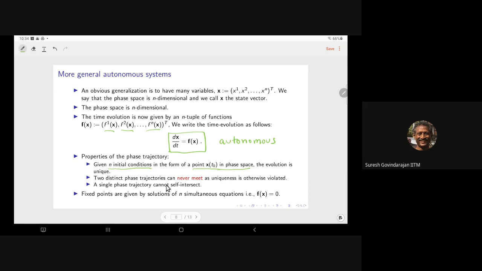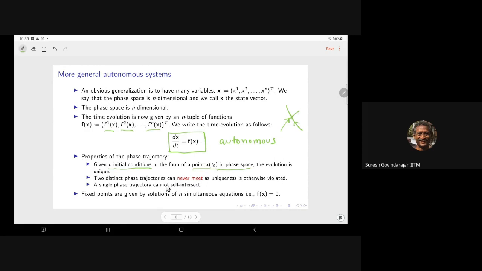Okay, and the key point is the evolution is unique. The second property: this uniqueness implies two distinct phase trajectories can never meet. Why am I saying that? Let's assume they meet. Let's say this is one phase trajectory and this is another phase trajectory. They're crossing here.